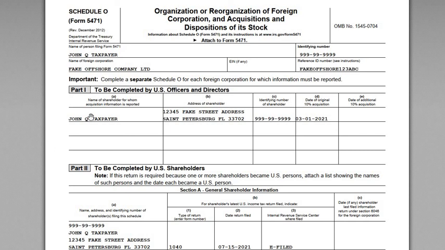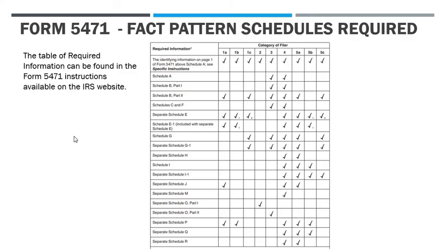Okay, for this next video, we're going to cover Schedule O, Parts 1 and 2 for the organization or reorg of the foreign corp. And this is also used to report acquisitions or dispositions of the stock. So who needs to file Schedule O? If we go back to our table here with the required information, we can see Schedule O is separately stated, right, Part 1 and 2. And so Part 1 applies when we have a Category 2 filer. Part 3 applies when we have a Category 3 filer, okay?